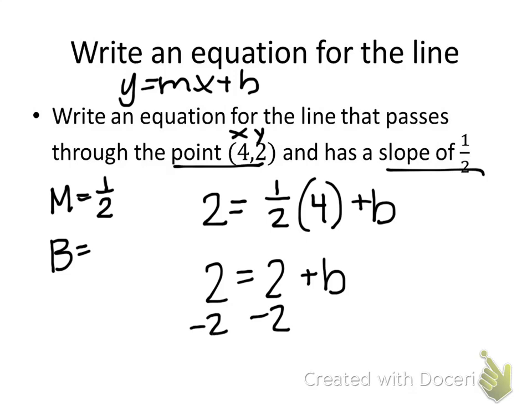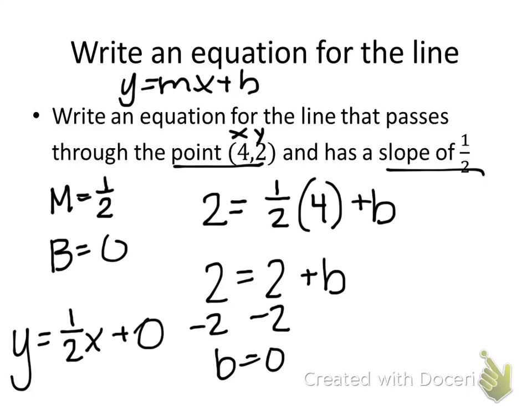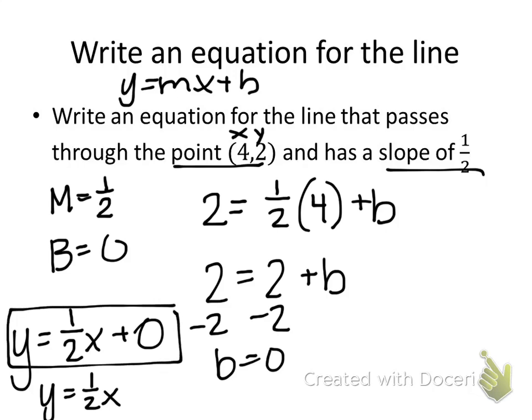Subtract 2 on both sides. What does b equal? 0. So when I go to write my equation, I would write y equals 1/2 x plus 0. Now, anytime you have a y-intercept of 0, you can always write your equation without it. You don't have to write that 0. However, I would suggest writing the 0. That way you always know it's not like I'm missing a y-intercept, it's just at 0. That's how I would prefer to see it anyways, but it's not wrong if you write it in that form either.